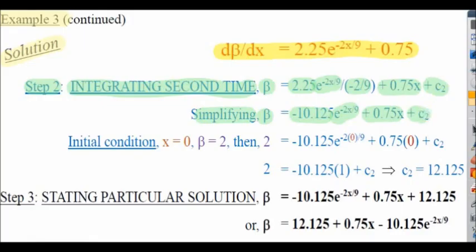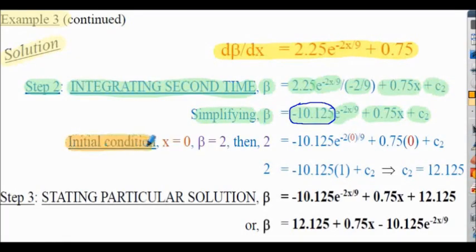Simplifying for beta, we have negative 10.125 e to the negative 2x divided by 9 plus 0.75x plus c2. Again, notice that the negative 10.125 is calculated from 2.25 multiplied by 9 divided by negative 2. Again, using our division of fractions procedure.